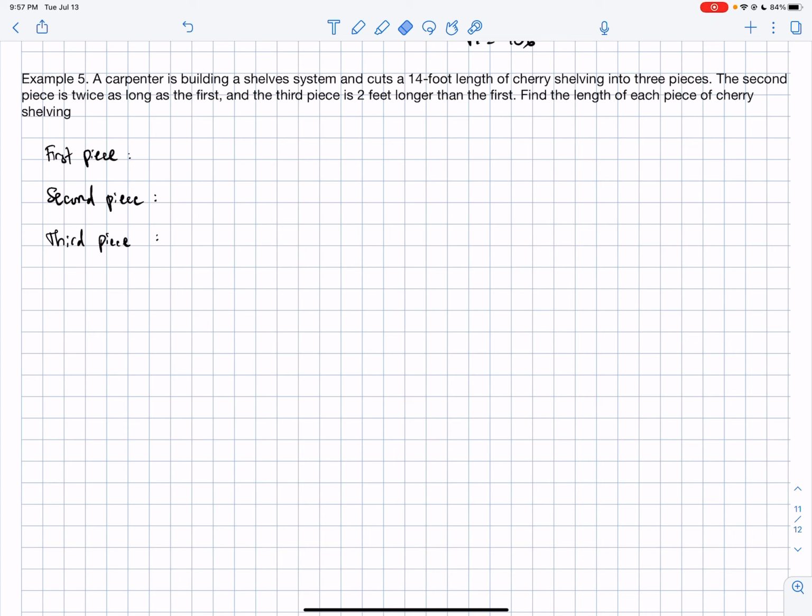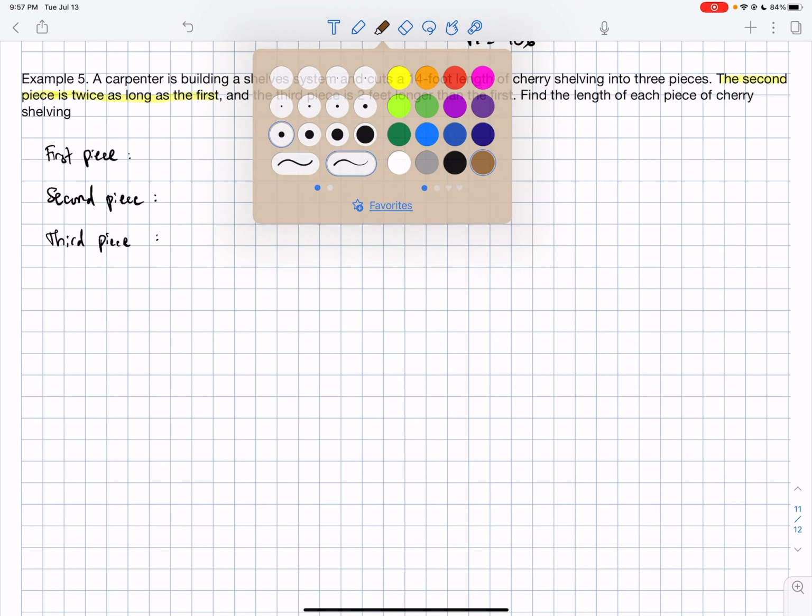So like before, when we have 3 unknowns, we will assign the variable to the one that we know the least information about. We read the sentences first to see which one we know more about and which one less. They say the second piece is twice the first, so we know some information about the second, but not about the first. So the first is the one that we know the least information about.